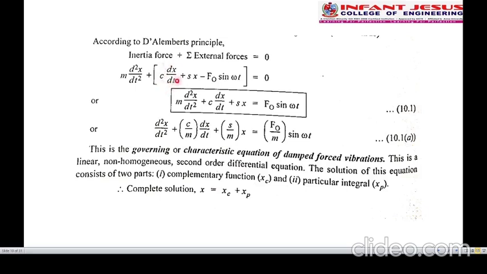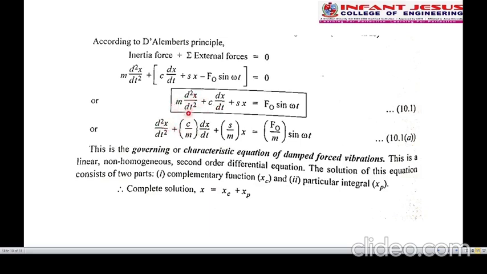Damping force, then spring force and harmonic force. So all the forces are positive except this force, which is negative, and that is equal to 0. So m d square x by dt square plus c dx by dt plus s x, take this to the other side, f0 sin omega t. So for easy simplification, I divide all the terms by m.